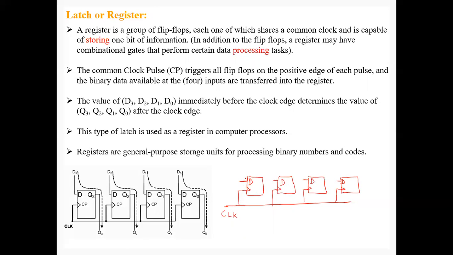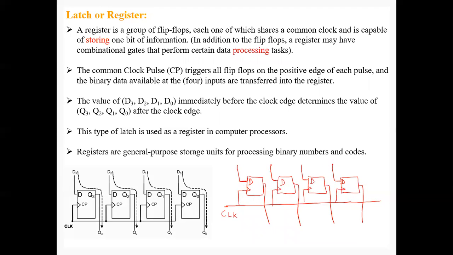Okay. Then your D input is coming from here. You are giving the D input here, here, here, and here. Okay. Then also you are getting the output, right? Your output goes from here, here, here, and here.